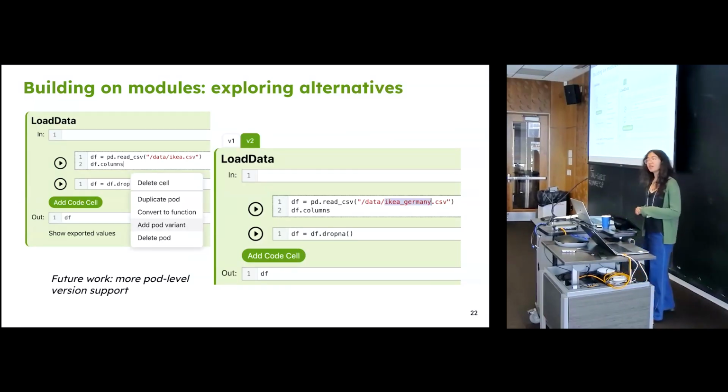Additionally, because pods are composable units, we can swap them in and out for each other. And so this lends itself, I think, nicely to this need to explore alternate paths and compare different approaches. And so right now we have sort of a minimal support for this in the form of pod variants, which you can see, you have those tabs for, and you can toggle between them to switch out your versions. But I think that we can extend this a lot to support more different kinds of workflows.